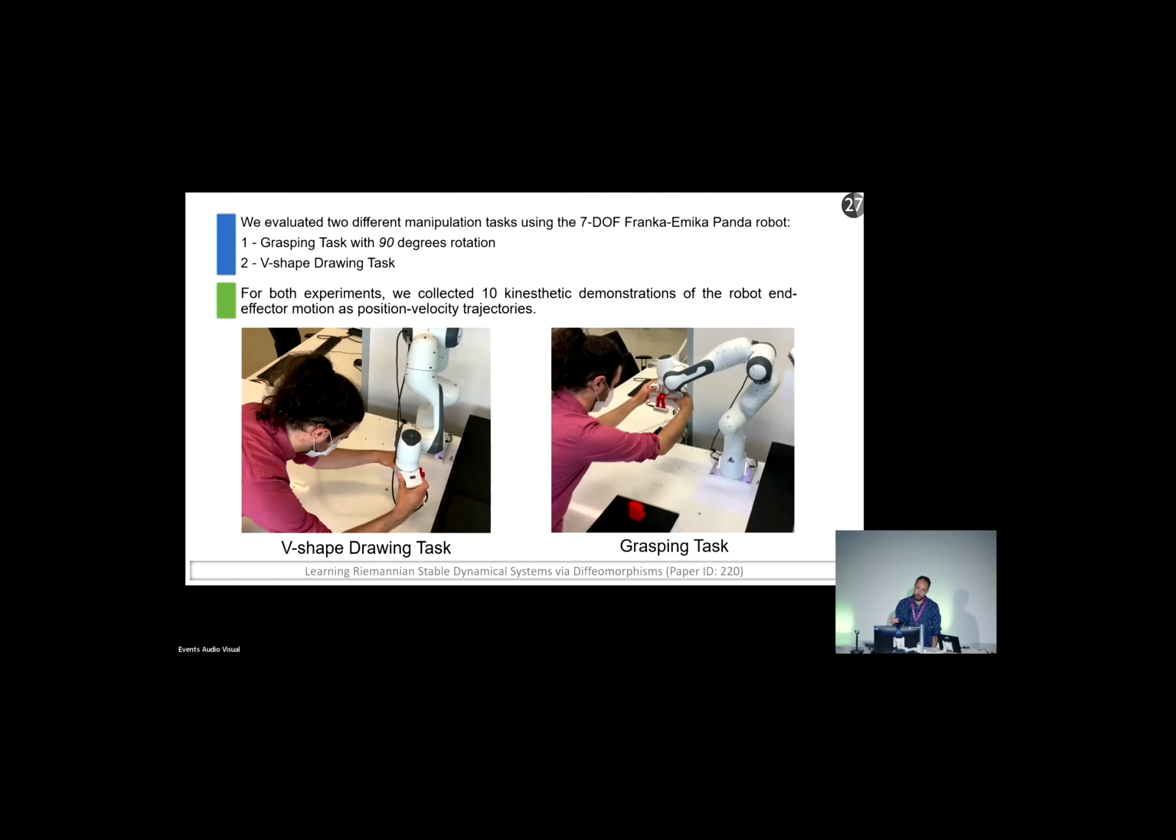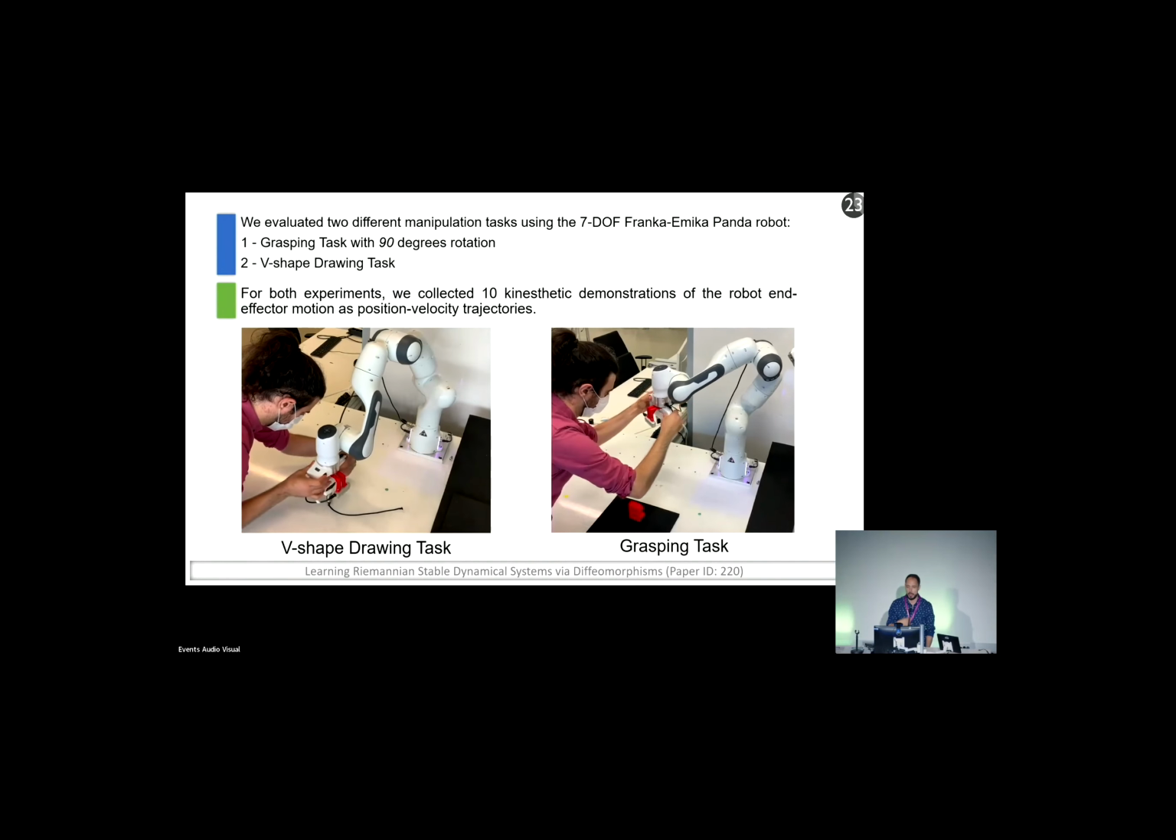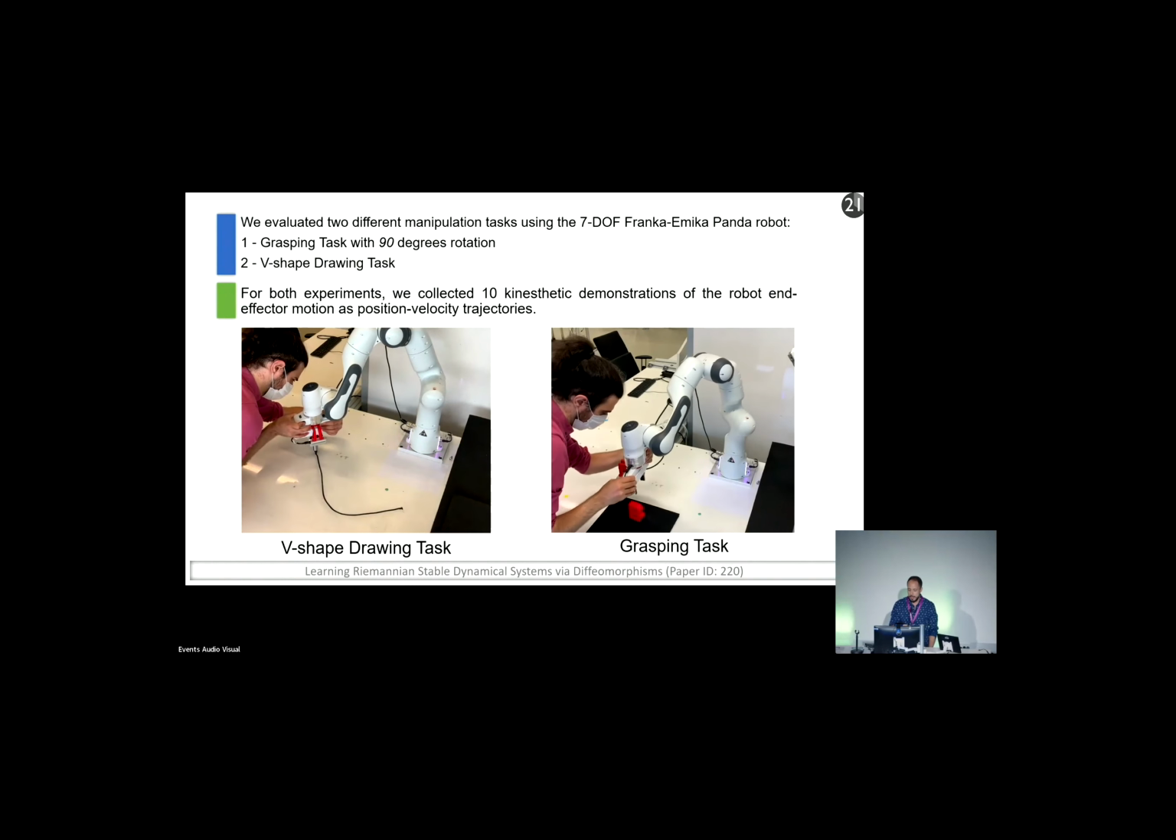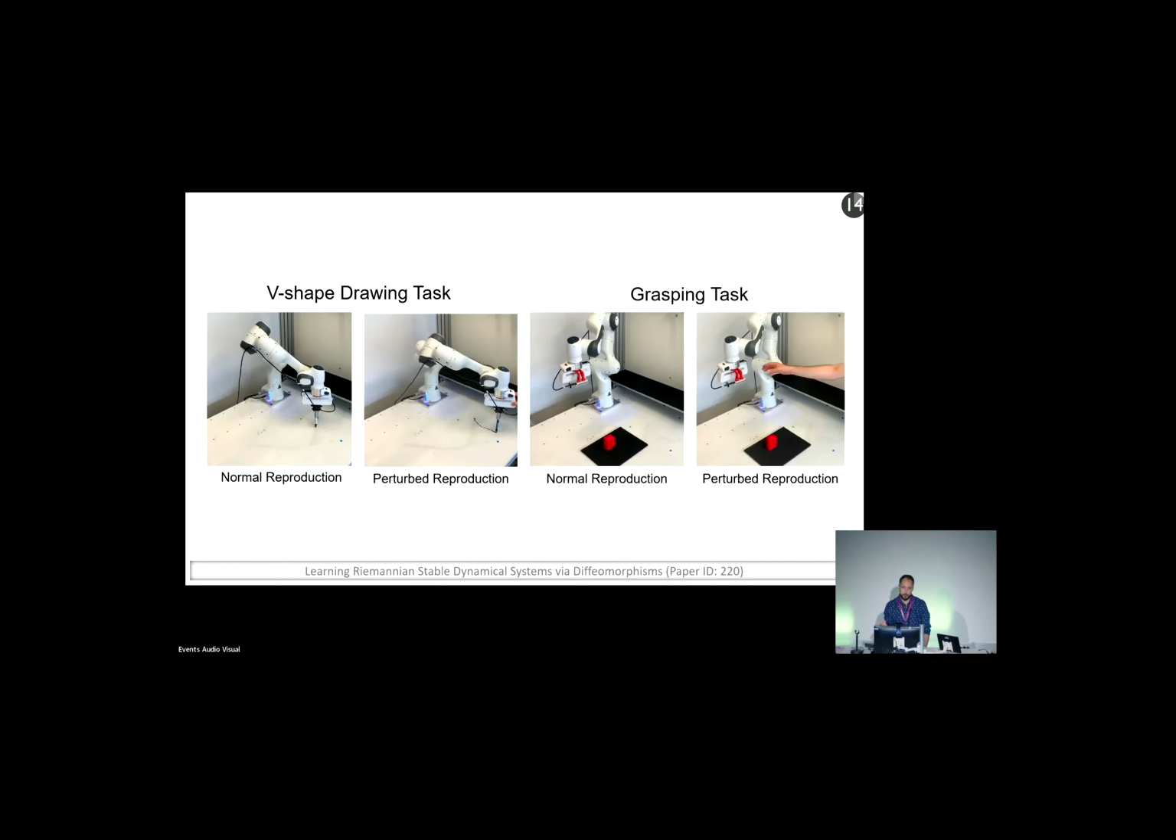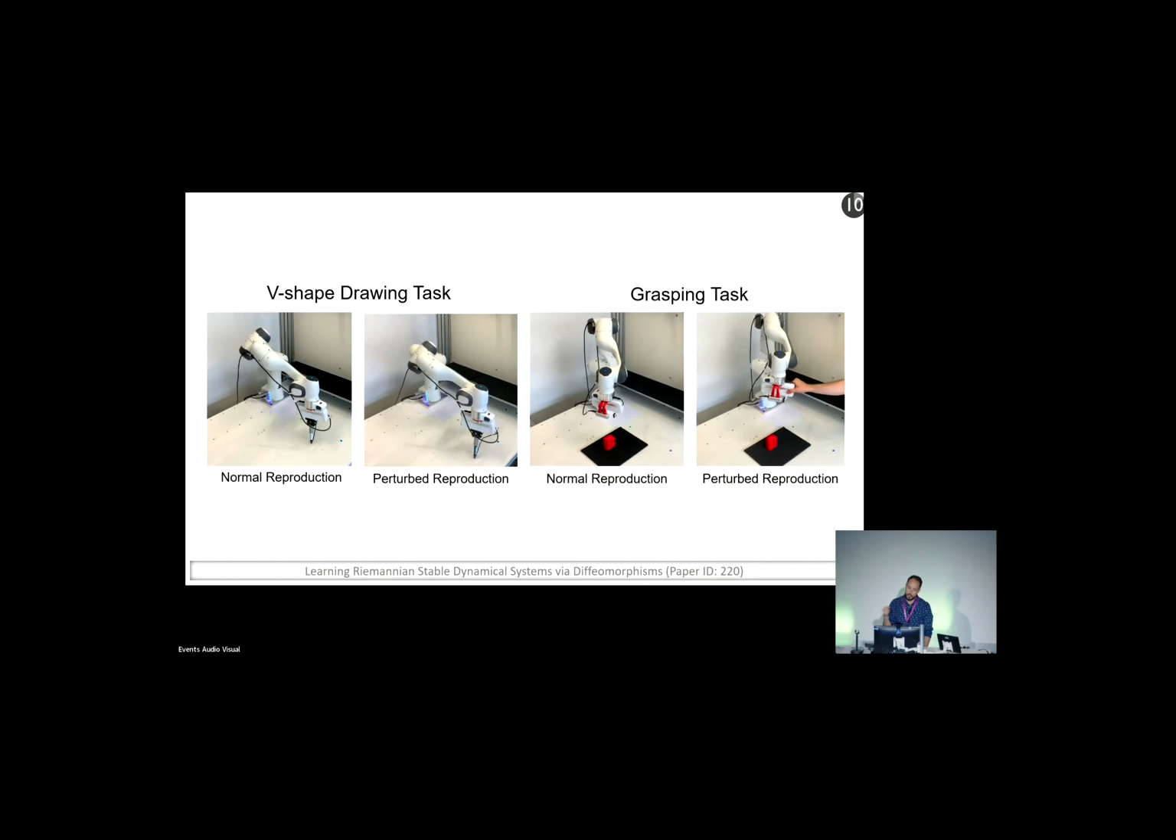We also tested our approach on real robotic tasks, where we actually collected a set of kinesthetic demonstrations for grasping tasks or drawing tasks. We collected the motion of the end effector, which actually boils down to a Riemannian manifold. And we showed that using this approach, we can actually guarantee stability in the sense of Lyapunov while being able to overcome different kind of perturbations that you can see in the video right now.